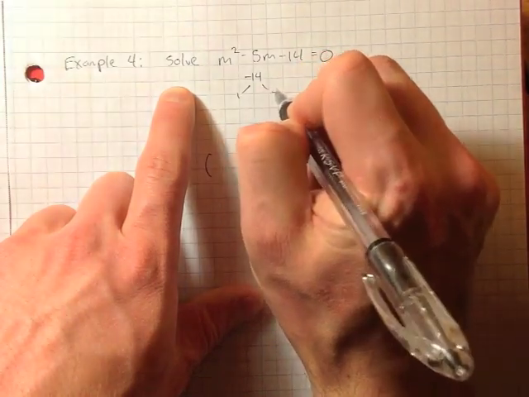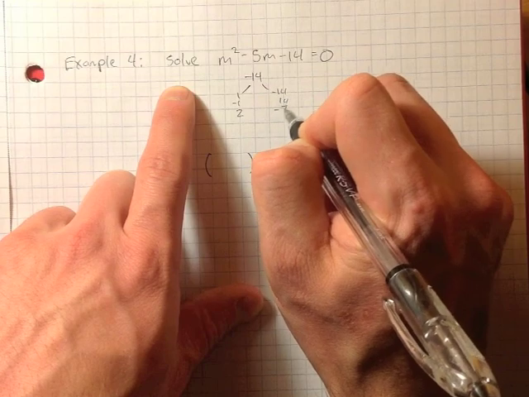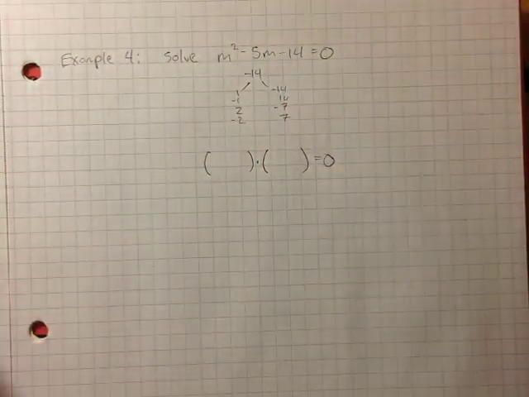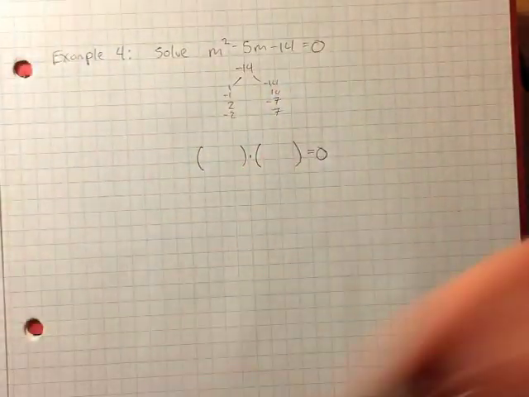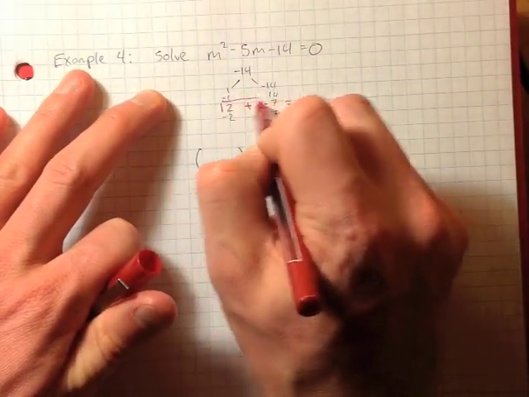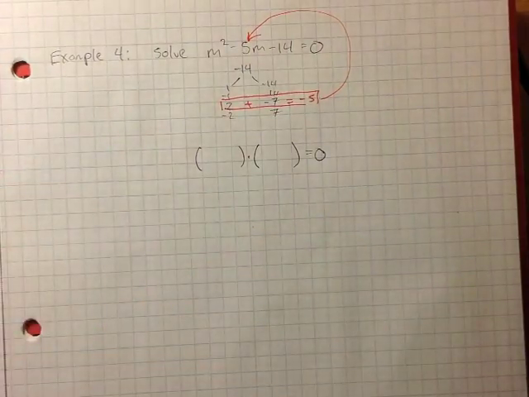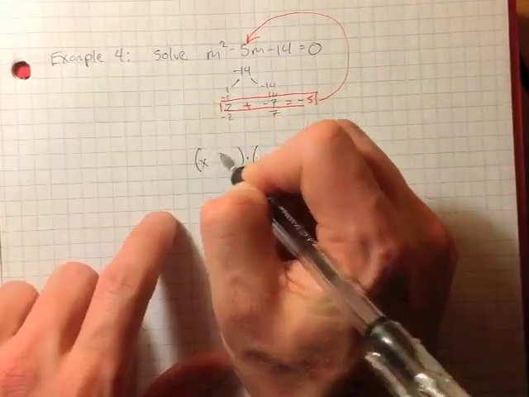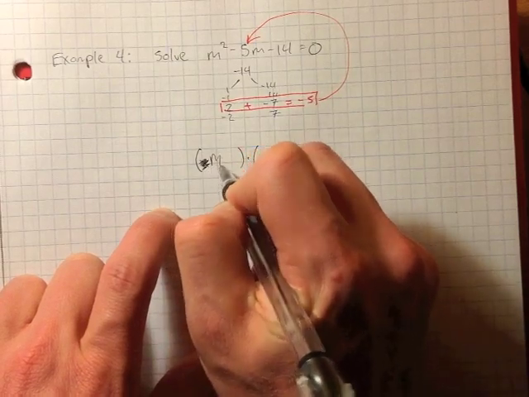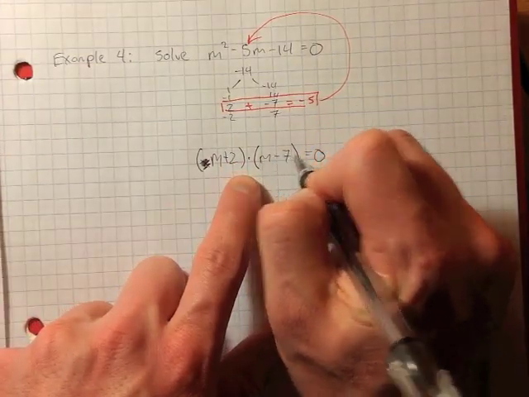Let's see, 1 and -14, -1 and +14, 2 and -7, -2 and +7. And look at that, I found my magic pair. 2 plus -7 equals -5. Done. So, I can use the shortcut, x plus, oops, I don't have x's. M plus 2 times m minus 7.